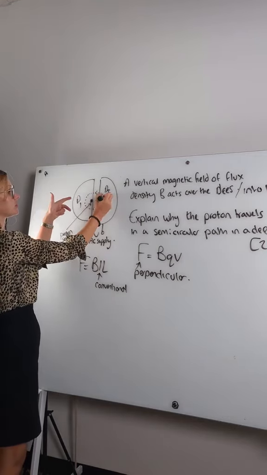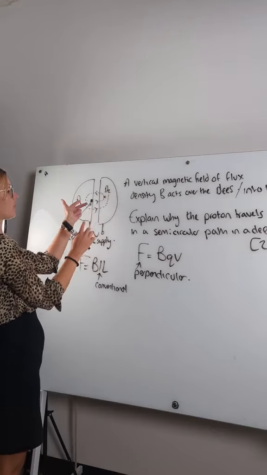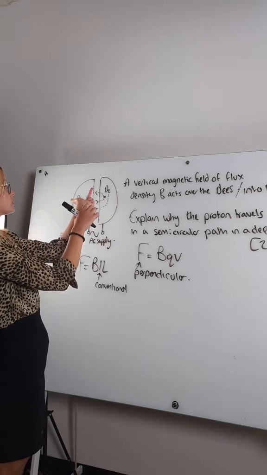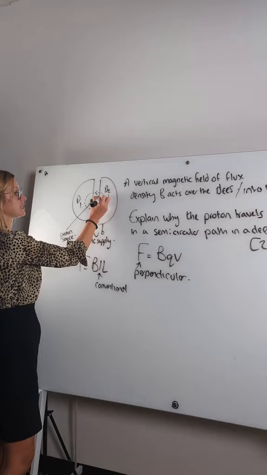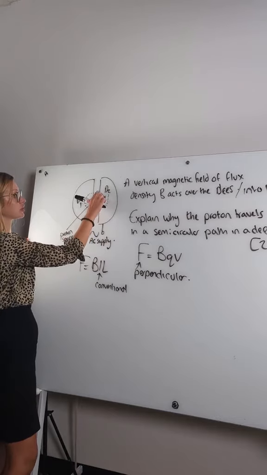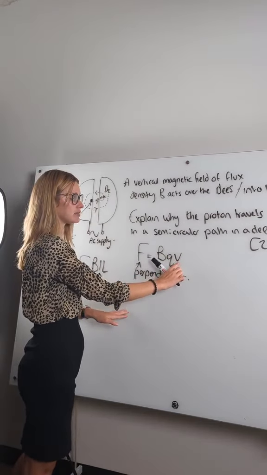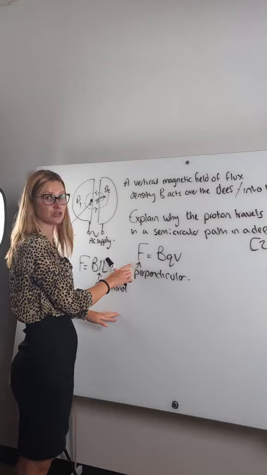Then if I look at this point now, again, what I've changed is the velocity now is moving up the board, and the magnetic field is going into the board. And now there's a force pulling it in this direction. So we can see it's constantly moving in a circular path because the magnetic field is perpendicular to its velocity, and that gives me a perpendicular force.